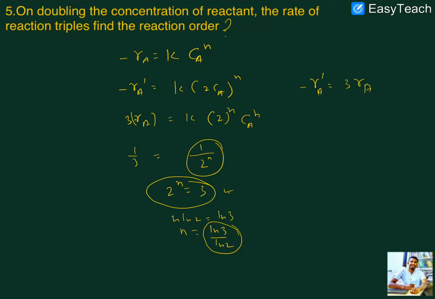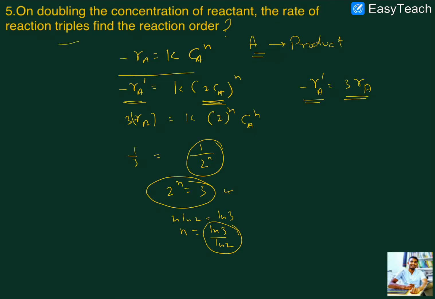On doubling the concentration of the reactant, the rate of reaction triples. Find the reaction order. Suppose A is giving a product, so there is only one reactant, and we represent the rate of reaction like this. Now it is saying that when we double the concentration of the reactant, the rate of reaction after doubling the concentration, given as minus r_A dash, becomes 3 times r_A.